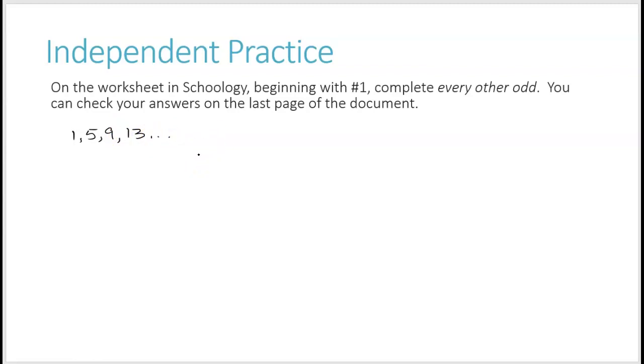There are a lot of problems on this worksheet. So that's why we're doing every other odd. Also, the key is the answers are on the very last page of the document, so you guys have the answers there, so you can check your work immediately. Okay, so I really want you guys to do that.